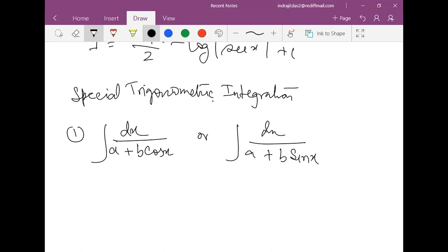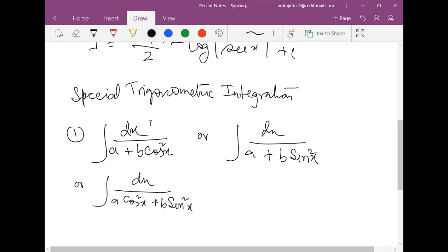I'm sorry, this is cos square and this is sin square. I missed that square. Normally this is squared, and obviously. Now I can also have dx by a cos square x plus b sin square x. Remember, no more things are there: what is a, what is b, etc. These are the types. Today I am doing the first type.